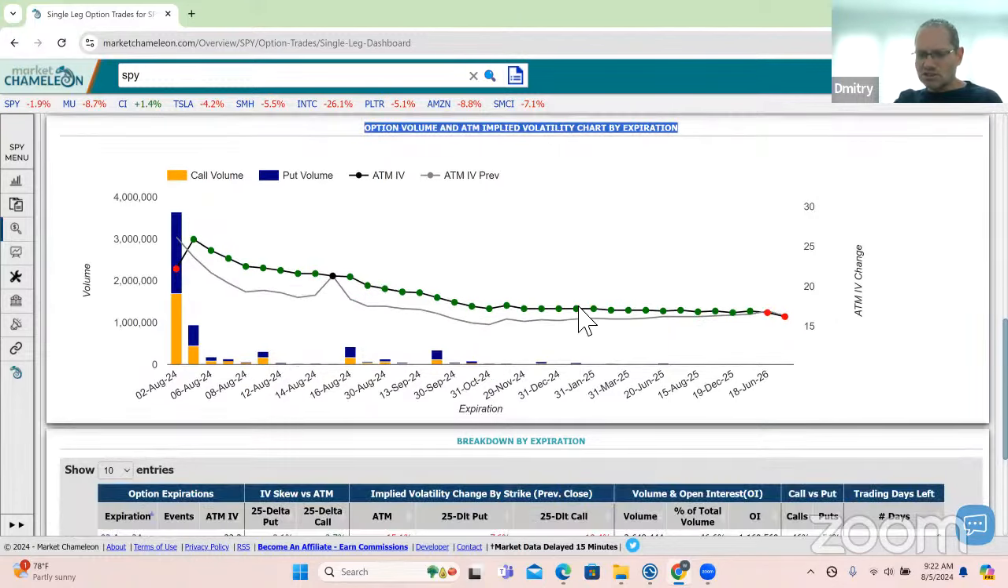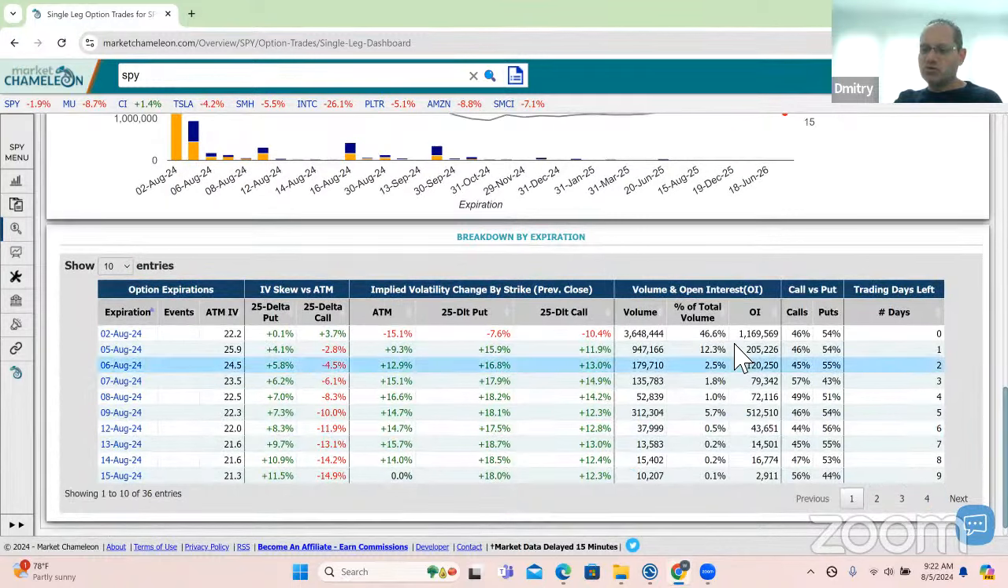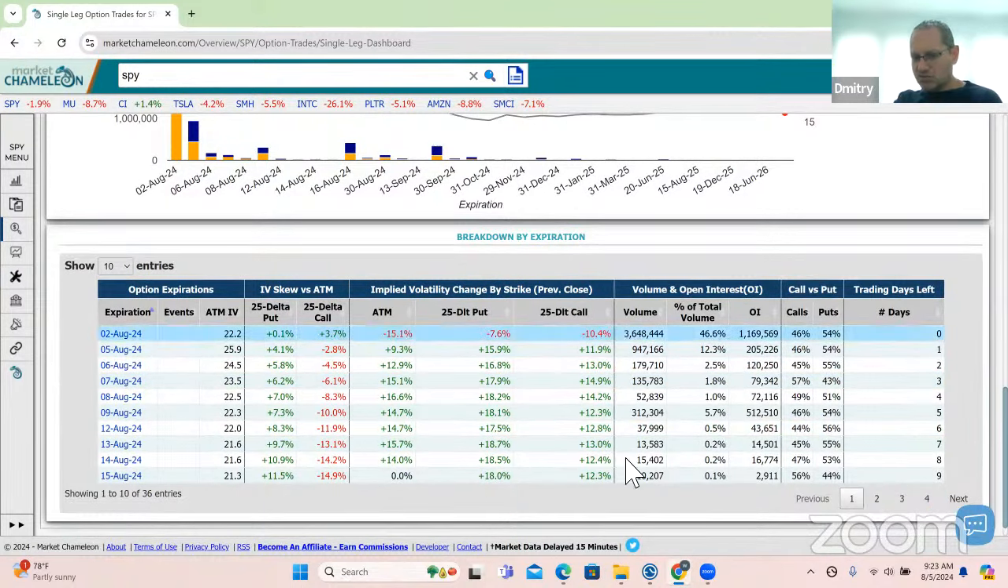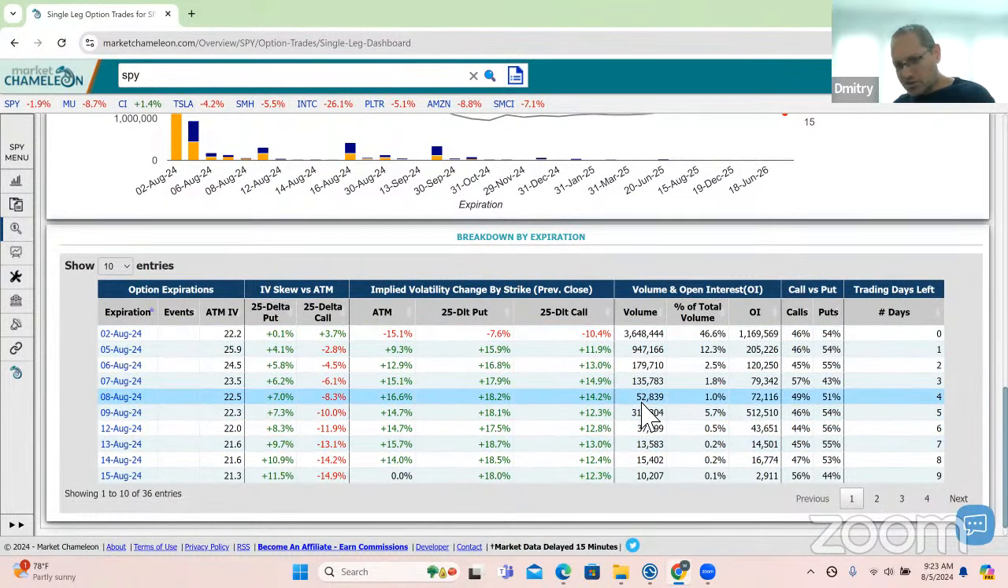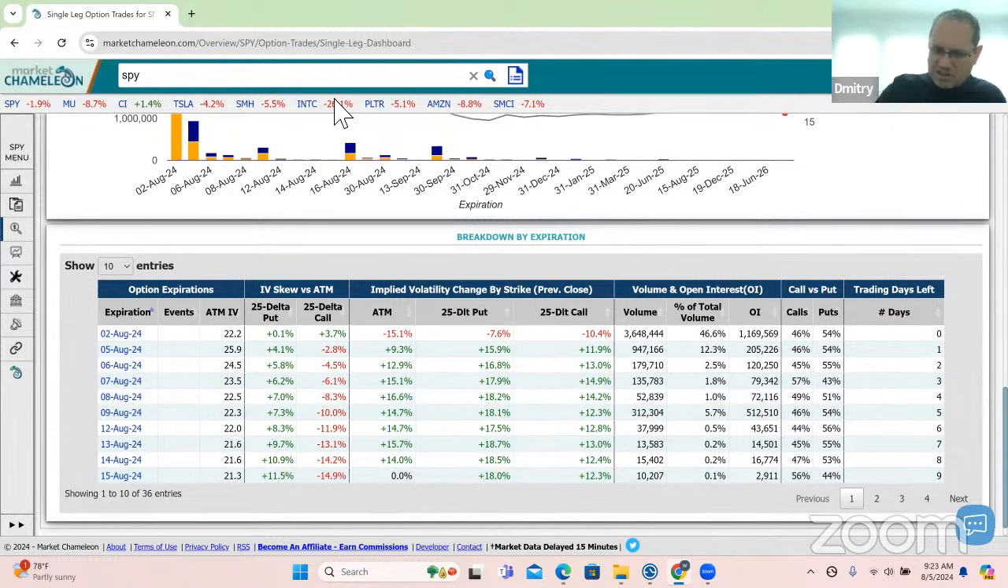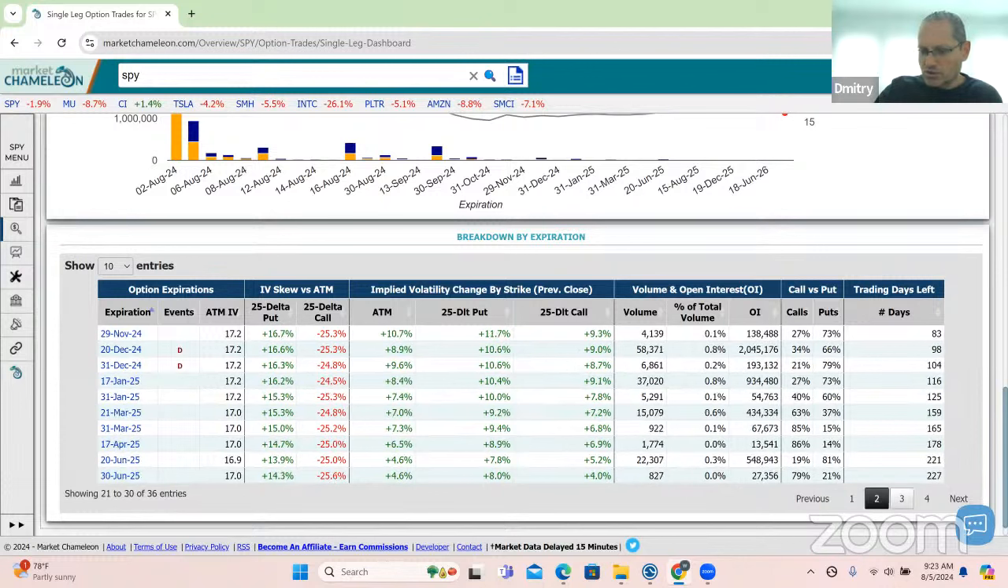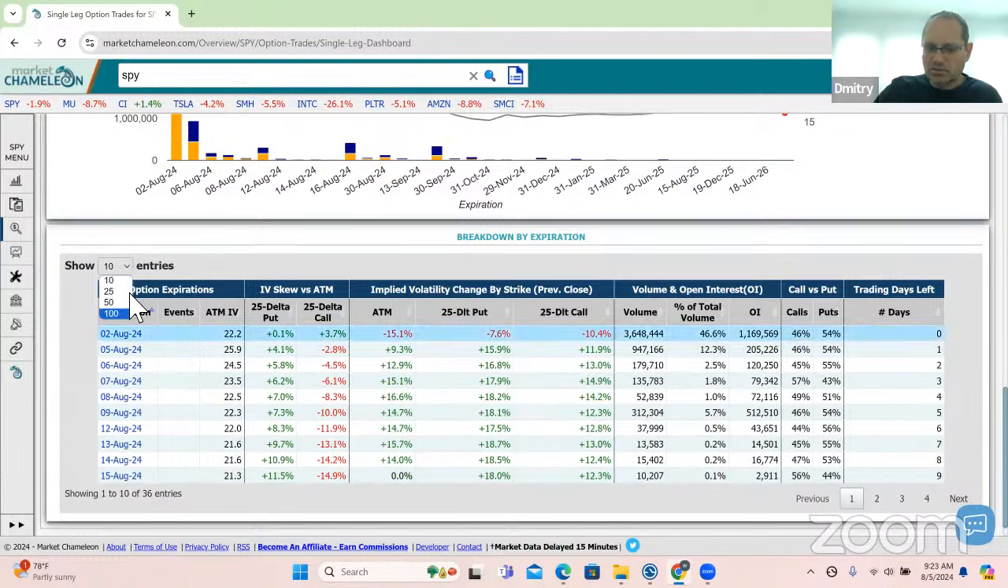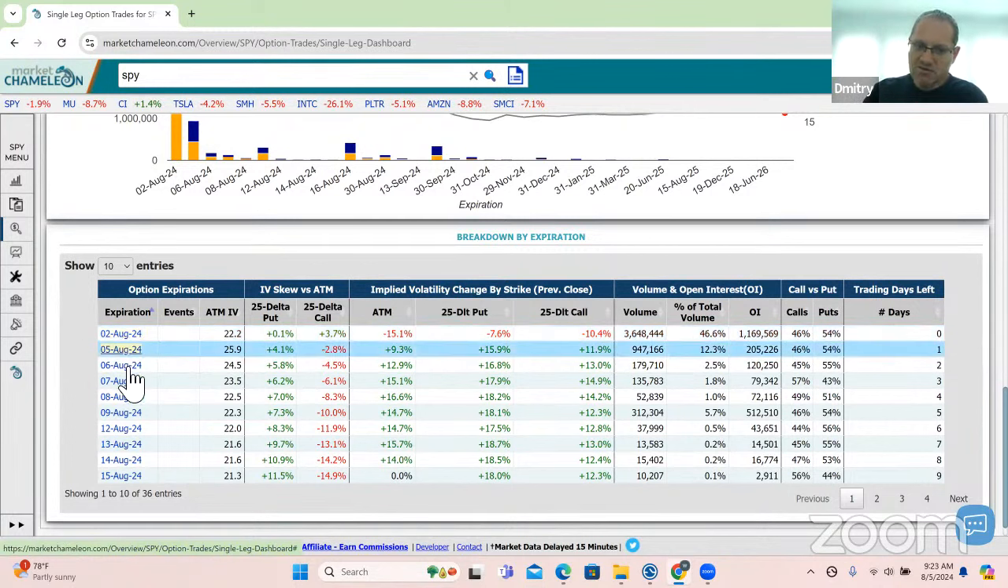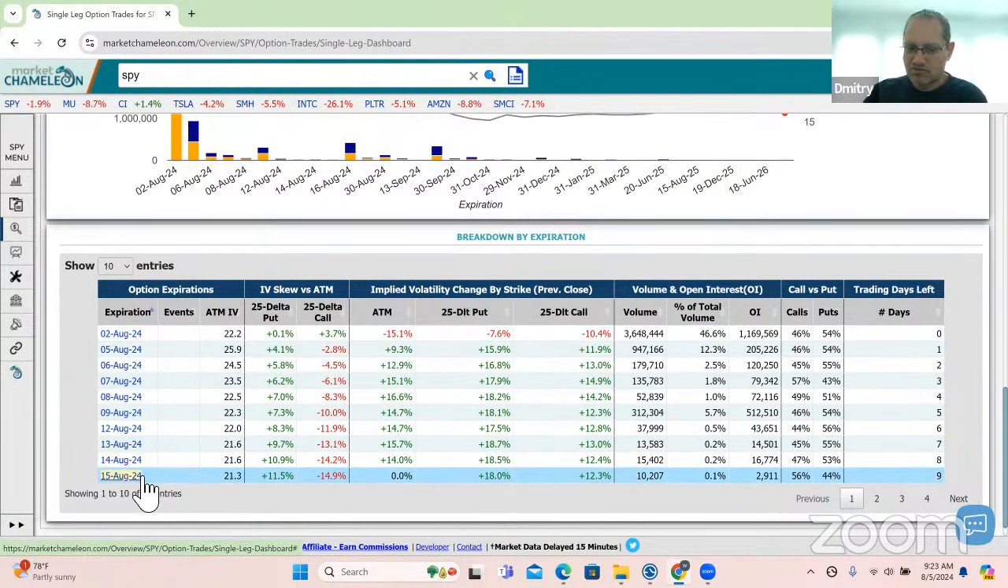So let's slide down, and now we've got this table view. This table view shows us the numbers. Instead of a visual, it shows us the actual numerical values. And because SPY has lots of expirations, you could tab through them or you could just open them all up from here. But let's just stay on the first 10. These are the first 10 expirations, and you could see August 2nd, 5th, 6th, 7th, 8th, 9th, 10th, up to August 15th.